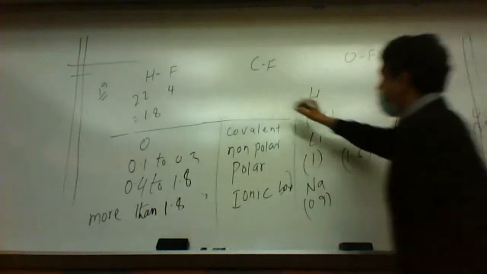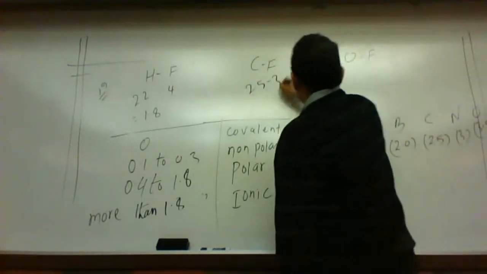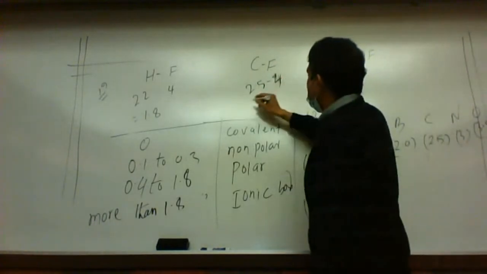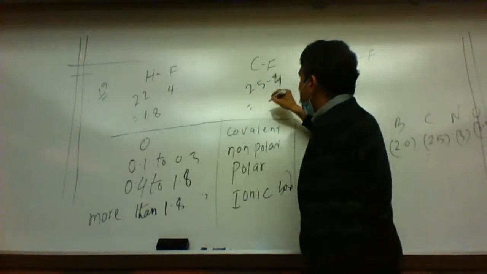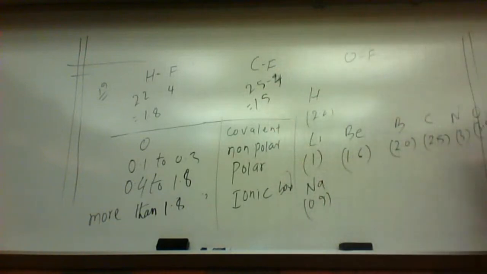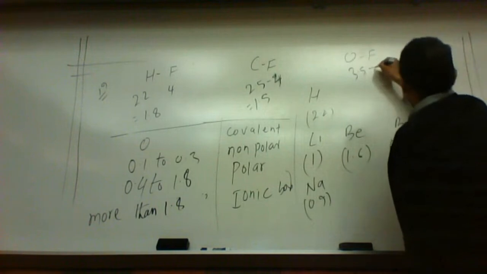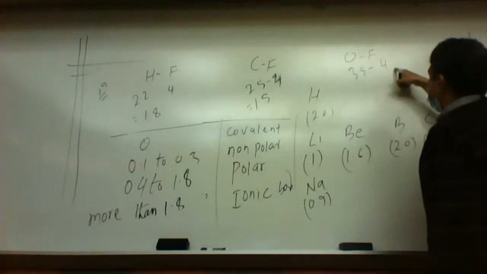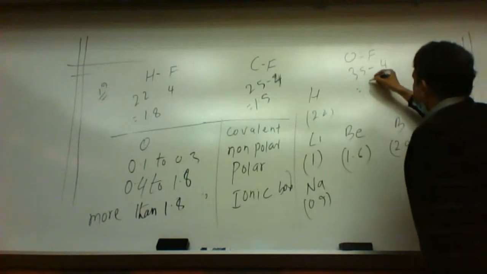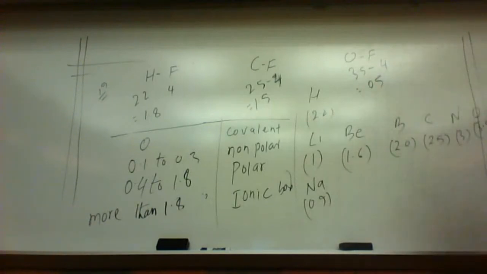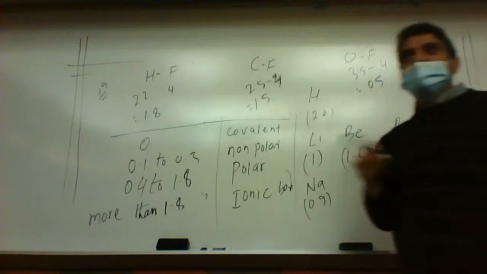C is 2.5, fluorine is 4. So 4 minus 2.5 is 1.5, right? So let's calculate OF. O is 3.5, F is 4. So 3.5 minus 4 is 0.5, right? So look at the maximum electronegativity difference.